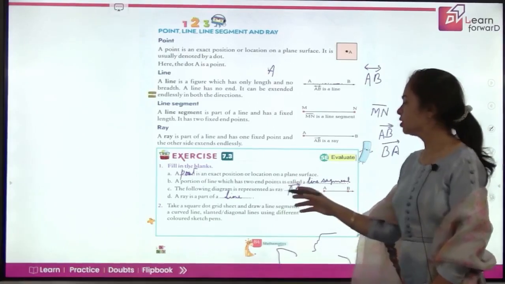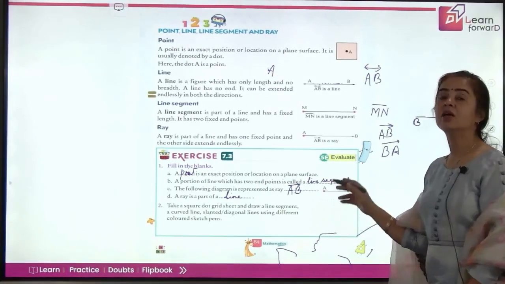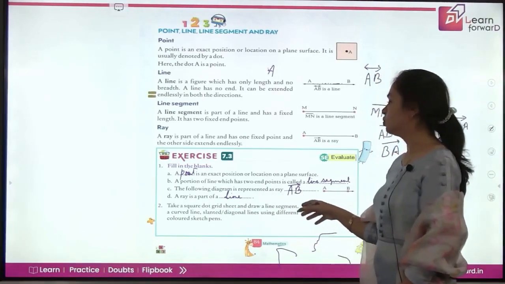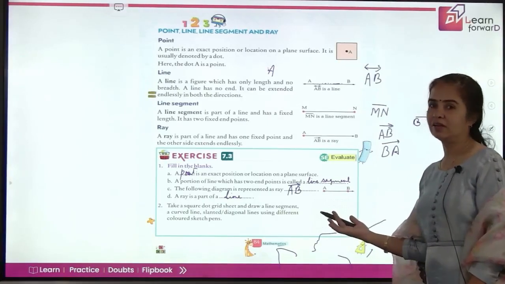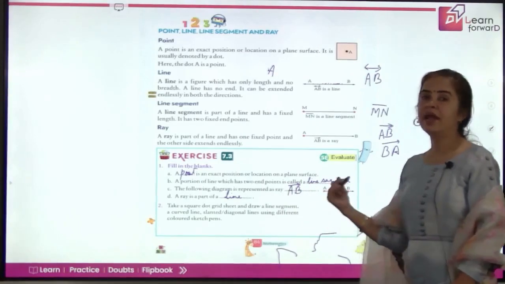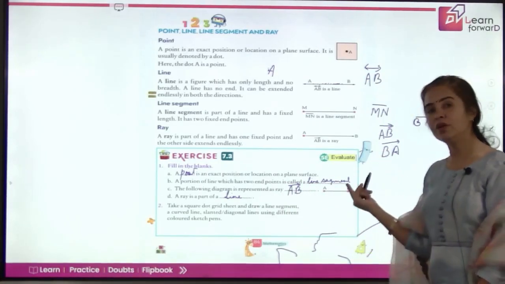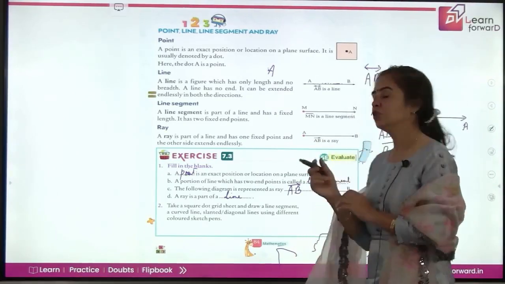Now, take a square dot grid sheet like this and draw a line segment. You have to draw a curved line also, and slanted diagonal lines using different colored sketch pens. So take sketch pens of different colors and draw all these lines. And how will we know what you have drawn? Just remember where to put a point and where to put the arrows. Okay, so be careful about them.